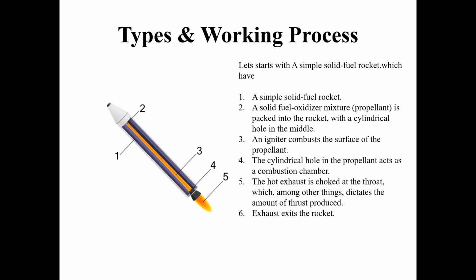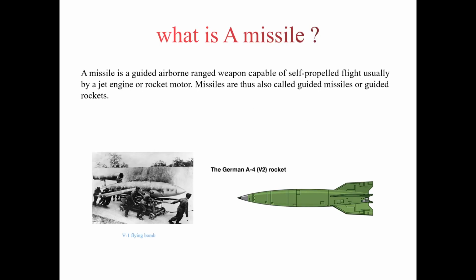So basically, a rocket has a payload and a propulsion system, which may be solid or liquid, with the igniter and the nozzle which generate the thrust by burning the propellant. Then we come to a missile. A missile is a guided airborne weapon capable of self-propelled flight, usually by a jet engine or a rocket motor. Rockets are almost similar to a missile except for their payload capabilities.